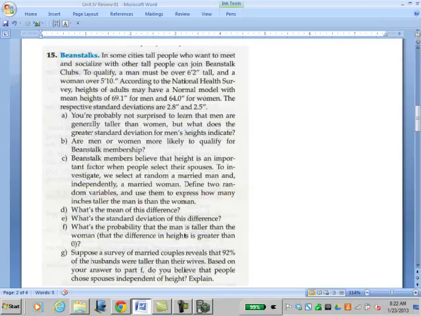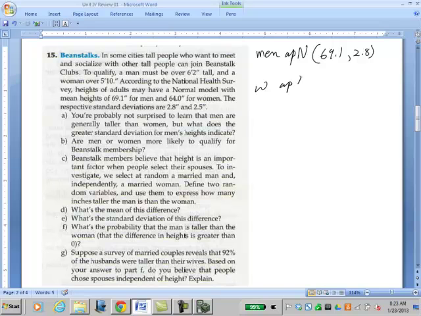okay, so here's men. Approximately normal. I want you to write it just like that. AP, italic N. Okay, and men are 69.1 is the mean, and a standard deviation of 2.8, and women approximately normal with a mean of 64 and a standard deviation of 2.5.